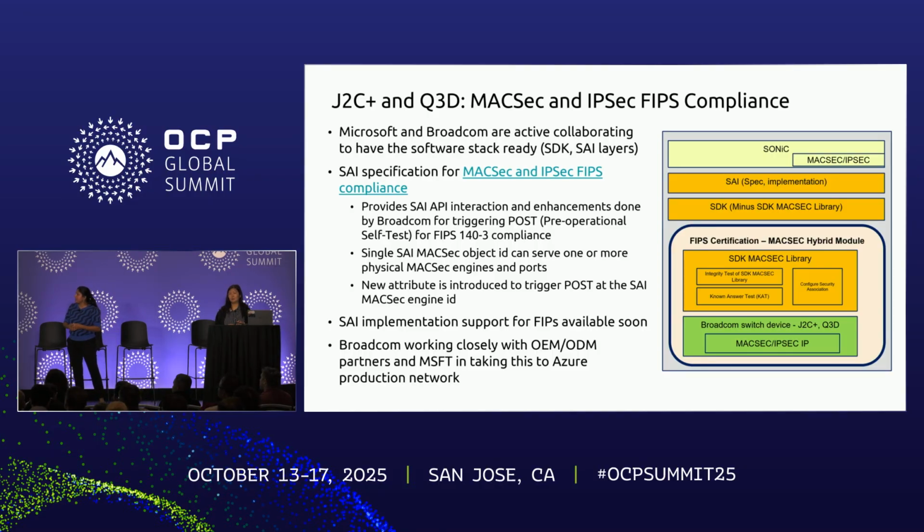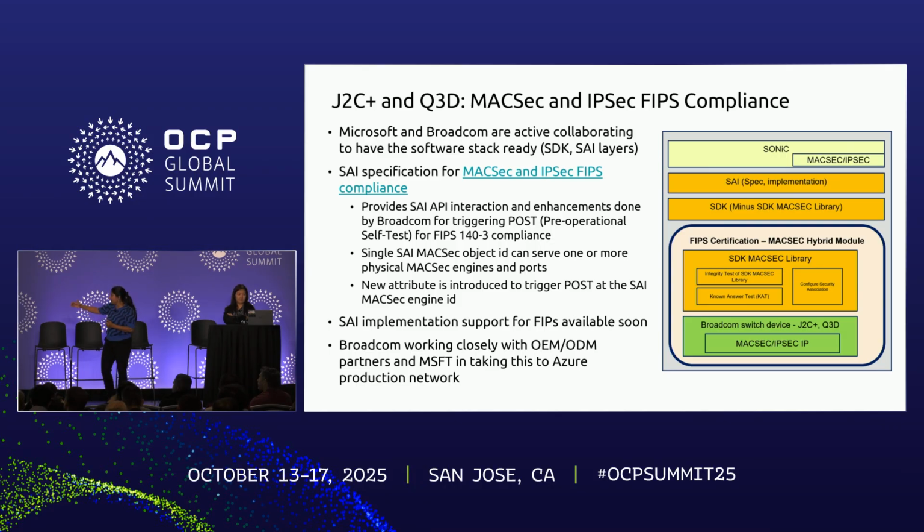And this provides the SAI API interaction and enhancements for triggering the POST, which is the power-on self-test, for FIPS compliance. And here, one thing to note is the single SAI MACsec object ID can serve one or more physical MACsec engines and ports. And a new attribute is also introduced to trigger the POST at the SAI MACsec engine ID level.